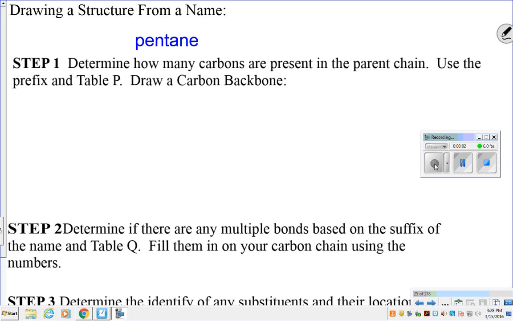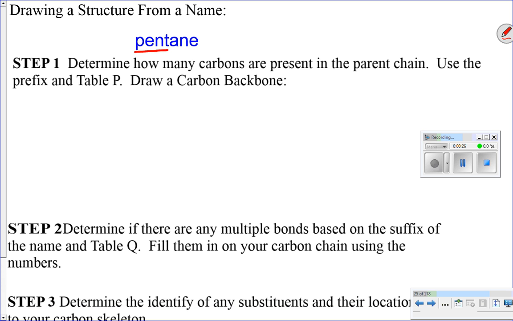We are going to draw hydrocarbons. Drawing hydrocarbons will seem fairly simple and intuitive after naming hydrocarbons. You will need tables P and Q. Our first step is we determine how many carbons are present in the parent chain, or the carbon backbone as it's also known. We do this based on the prefix in table P.